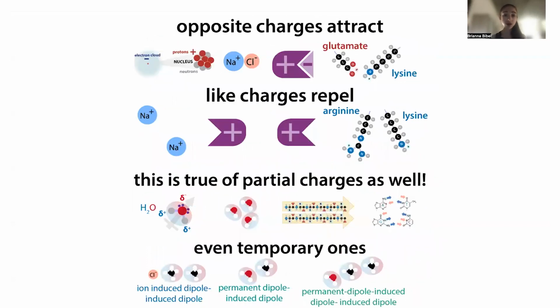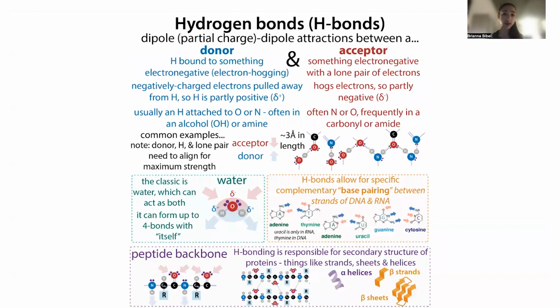And when you have charges, even if they're partial charges, even if they're temporary charges, these can form attractions and repulsions. Opposite charges are going to attract one another, and this is the basis for these dipole attractions. A dipole is where you have that separation of charge, and those partially charged regions can be attracted to one another. And this is what we see in a hydrogen bond.